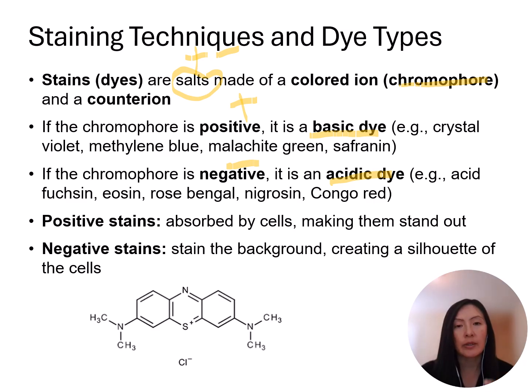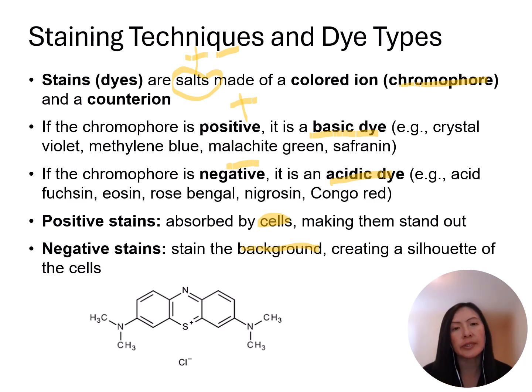Positive stains are going to bind to cells, and they're going to make them colored against a clear background or a white background. Negative stains are usually repelled by our cells, and they're going to stain the background. You'll see the slide or the background is stained, but the cells themselves will be transparent.